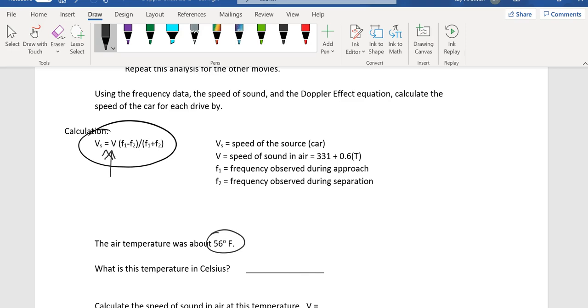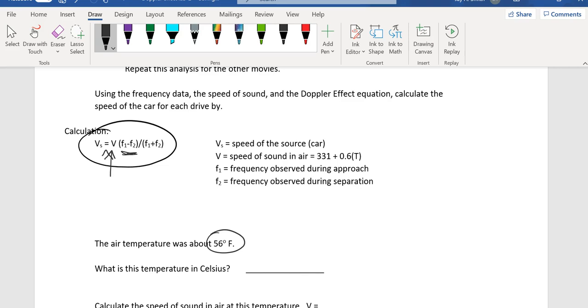And then F1 and F2. F1 is the frequency you observe as it's approaching, that's the higher frequency. And F2 is the frequency observed after it goes by, when it's going away from you. That's a lower frequency. So when that's in the numerator, you're still going to get a positive, even though you're subtracting, because the larger one is first.